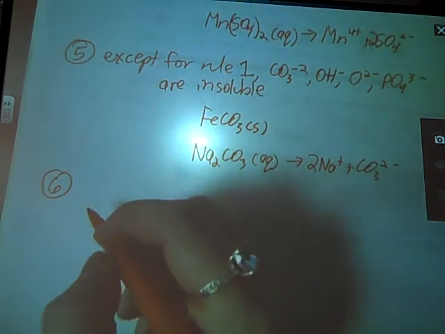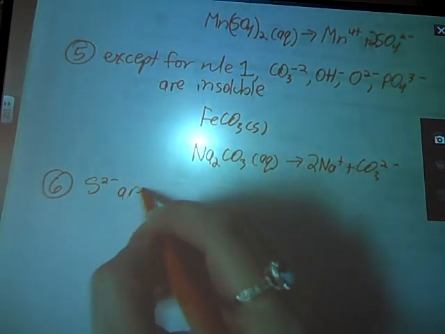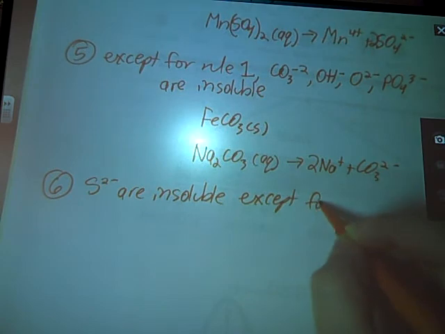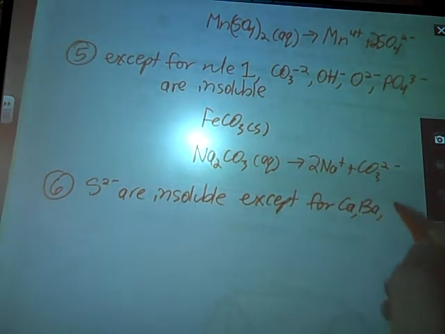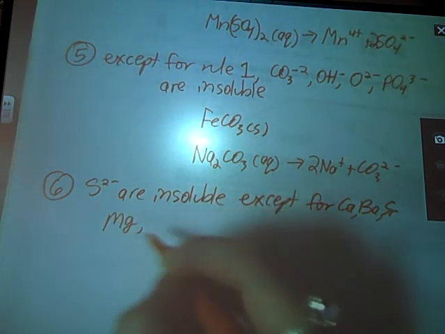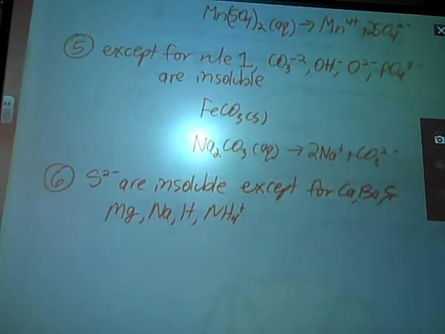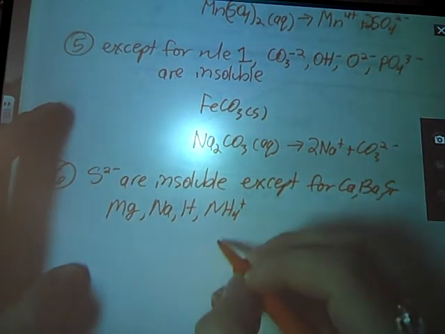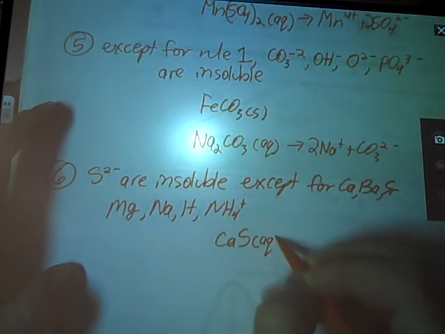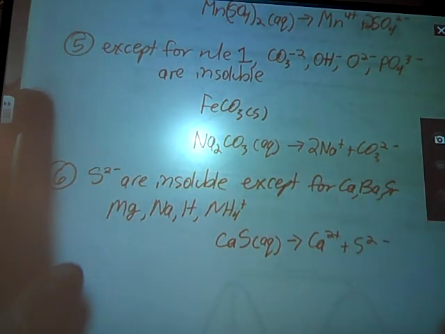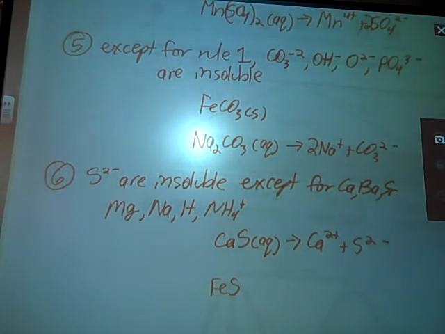The last rule is a little bit weird, and this is the rule for sulfides. Sulfides are insoluble except for calcium, barium, strontium, magnesium, sodium, hydrogen, and ammonium. So this one's kind of weird because it's a little backwards. So calcium sulfide is in fact soluble. This is the only exception I think that goes the other way. Anything else? Iron sulfide. Iron is not one of my exceptions, so this one stays solid.